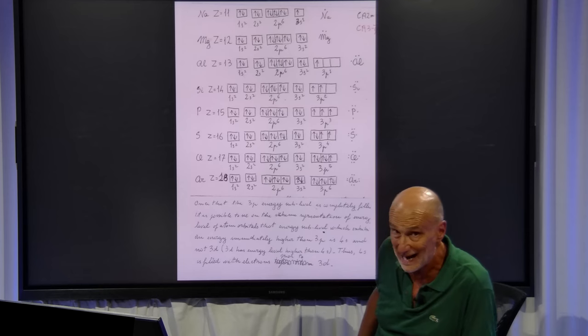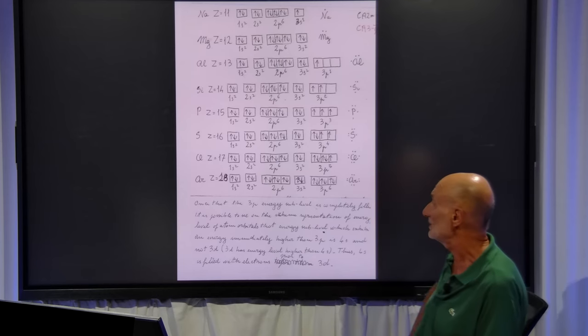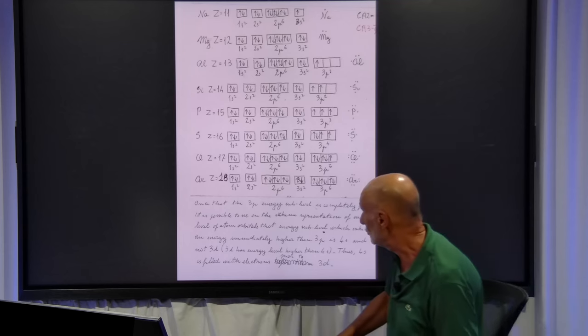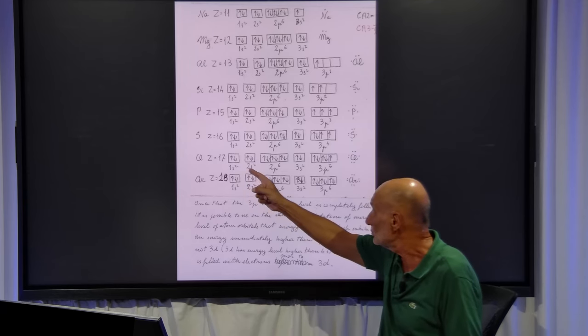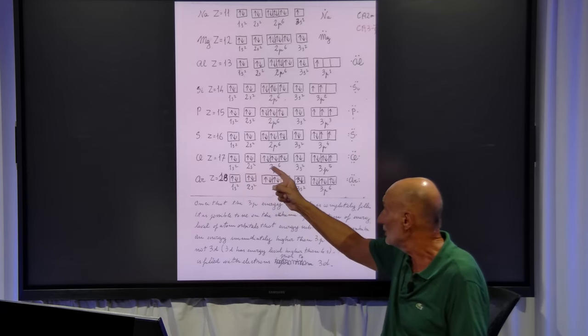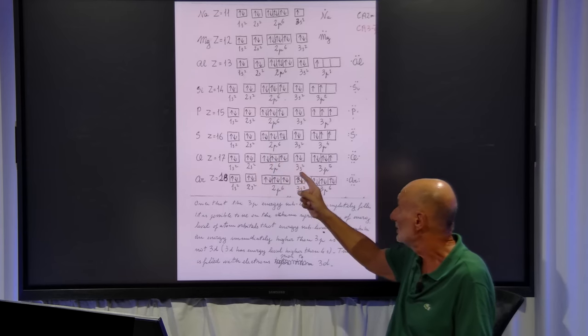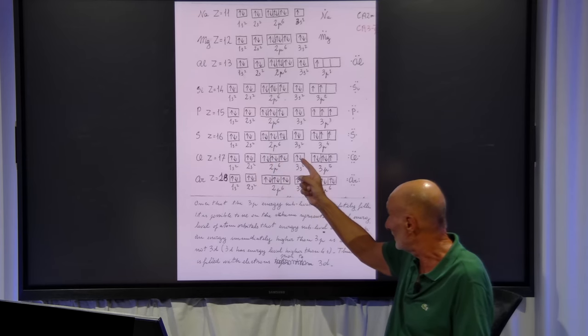Then we have chlorine. Chlorine has atomic number 17. So 17 electrons, 17 protons. Always the various levels are filled according to the same energetic scheme. So 1s1, 1s2, 2s1, 2s2, 2p1, 2p2, 2p3, 2p4, 2p5, 2p6, we are at 10 electrons. 3s1, 3s2, 12 electrons.